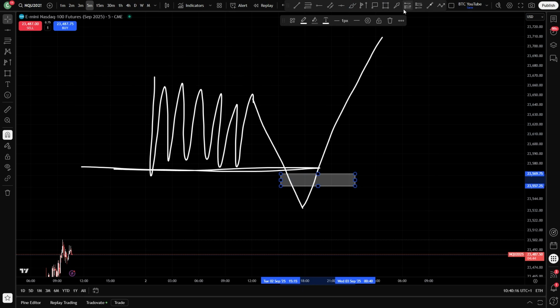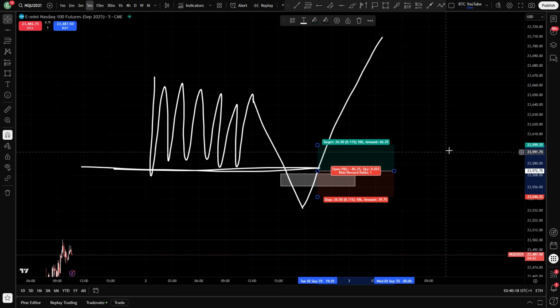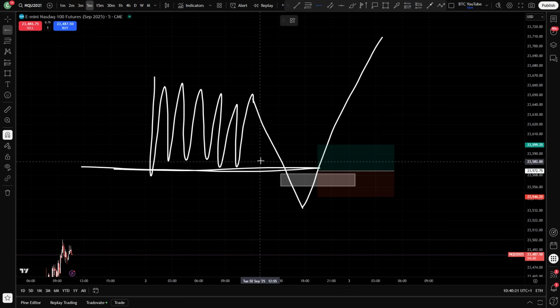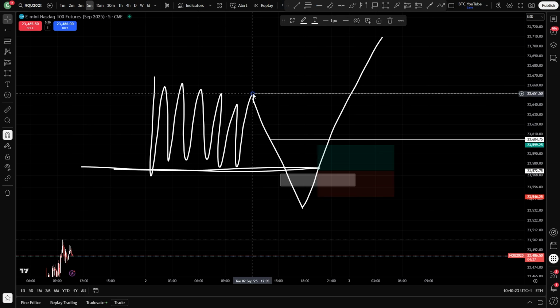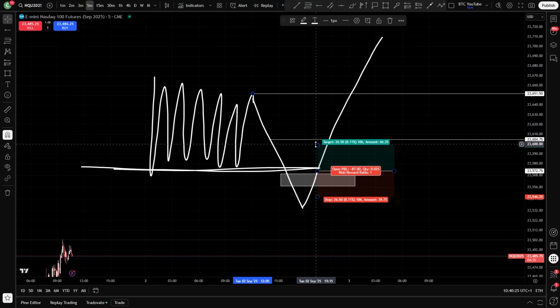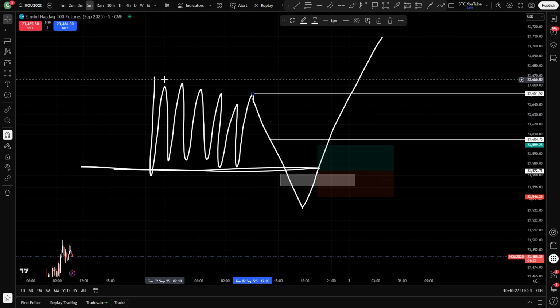That will look something like this. You want to enter when you invert that fair value gap back to the upside, and you're looking to target liquidity points back up through the V-shaped recovery of this move, something like this. Very, very simple strategy to find on the charts, which is why I've been liking it so much.